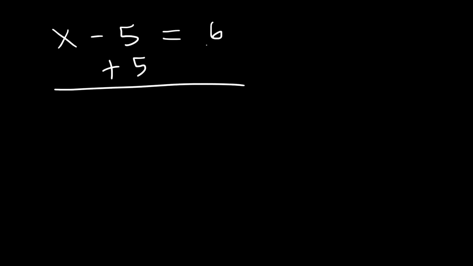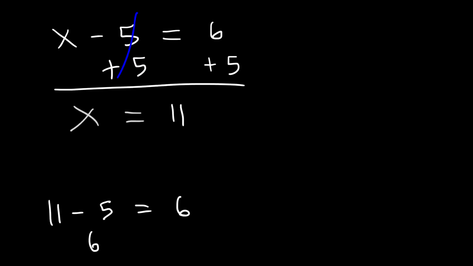And to get rid of it, we need to add 5 to both sides. Negative 5 plus 5 is 0. So x is therefore equal to 6 plus 5, which is 11. And now to verify it, 11 minus 5 is indeed equal to 6. So that's the solution to the equation.